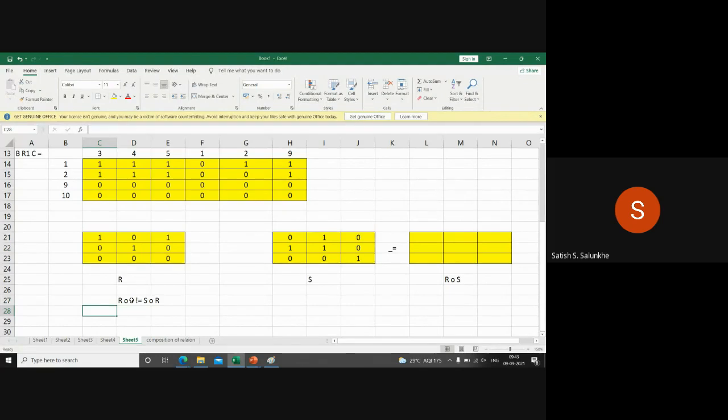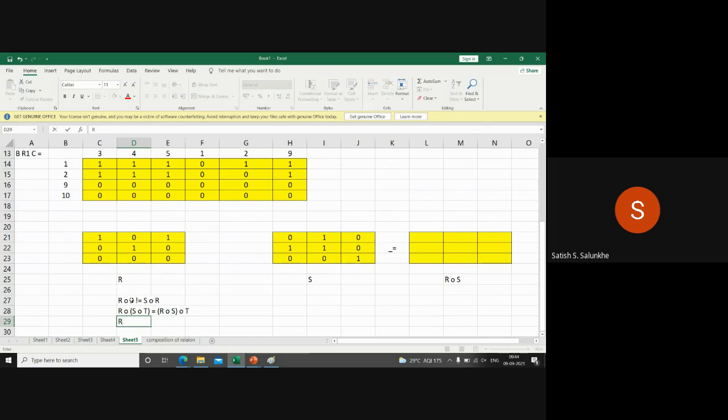Number two, the associativity property composition is satisfying. So R composition (S composition T) is equivalent to (R composition S) composition T. So the associativity property it satisfies, and similarly the distributive law is also satisfying.